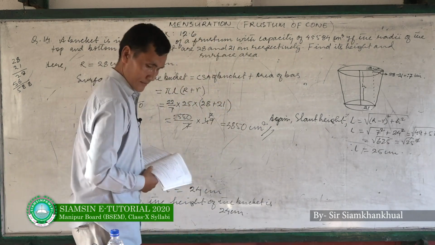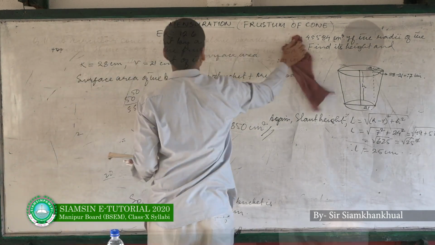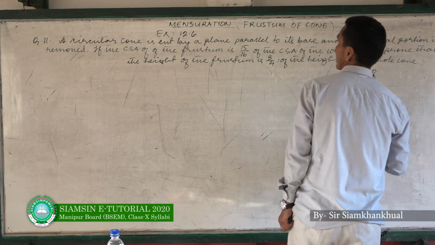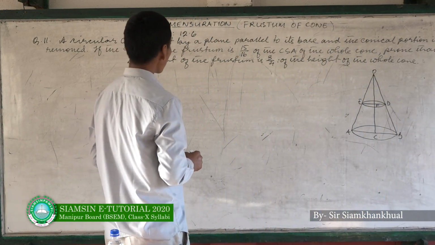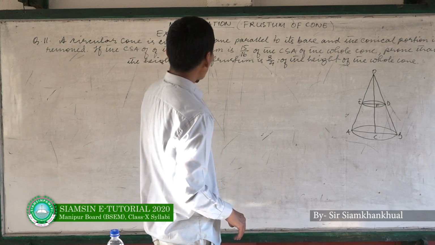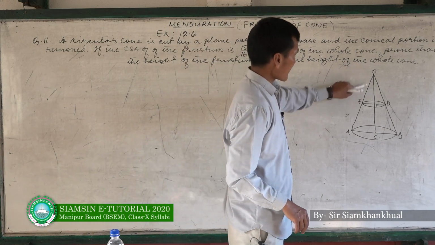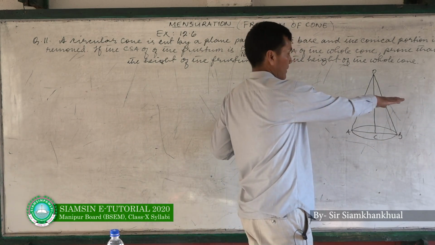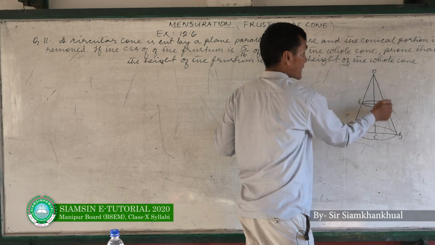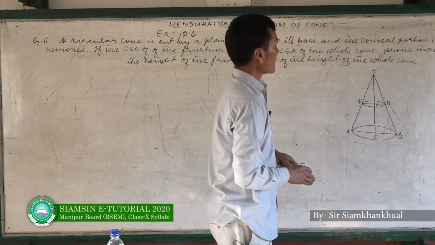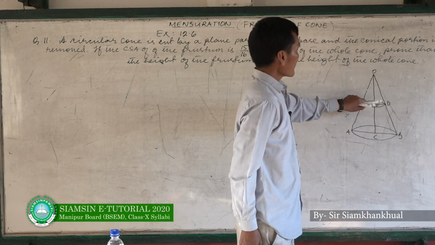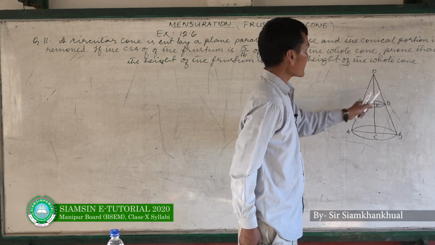Now the question is finished. Given the curved surface area question: a circular cone is cut by a plane parallel to its base. This is the cone, and this is the plane. The top part is the smaller cone, and the bottom part is the frustum of the given cone.